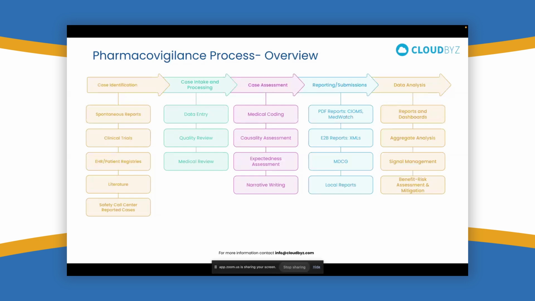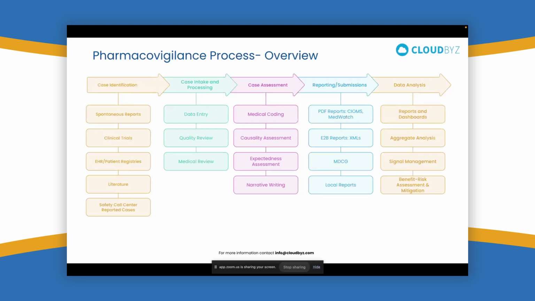pharmacovigilance systems. Now, when these cases get entered, they also get assessed by a variety of people, which involve data entry personnel, quality reviewers, and medical personnel. They assess the cases in terms of medical coding, as well as causality and expectedness assessments. And overall, the case can also be assessed while writing a narrative for a particular case.